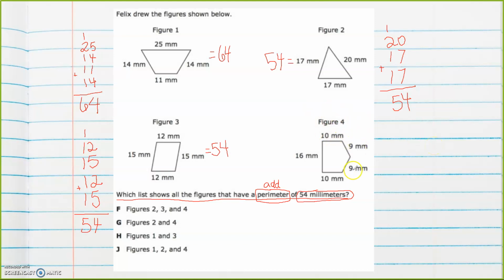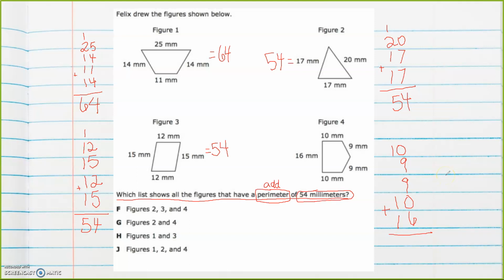And last, let's figure out the perimeter for figure 4. 10, 9, 9, 10, 16. So I'm going to stack all those numbers. Make sure you're lining up these numbers very nicely by the ones place and the tens place. 10, 9, 9, 10, 16.